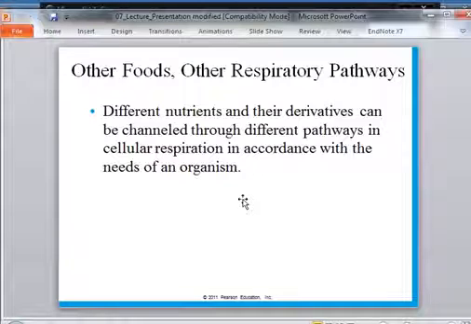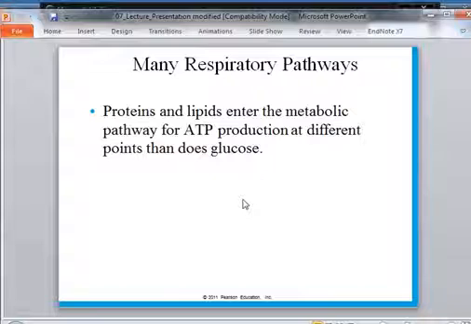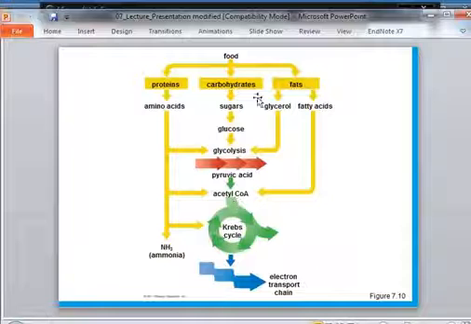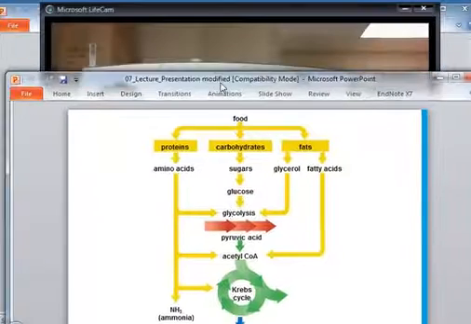However, different nutrients and their derivatives can be channeled through different pathways in cellular respiration in accordance with the needs of an organism. That's a mouthful that basically means we can use things other than just glucose to get energy. We can also process proteins and lipids for ATP production at different points. And so you can see here a schematic of proteins, carbohydrates, and fats all being able to make their way into that electron transport chain.